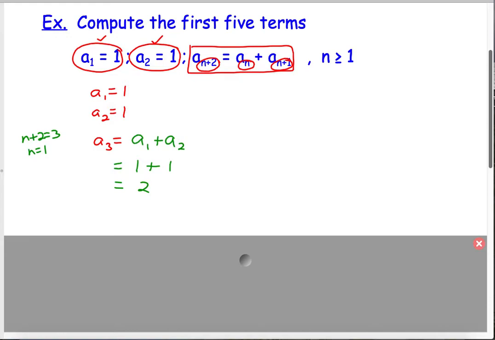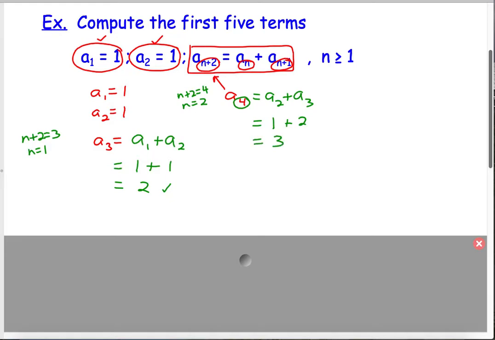How about a sub 4? Using this definition, I'm going to have to plug in a 2 for n, because n plus 2 now is equal to 4, this 4 right here. So n is going to be 2. So I'm going to plug in 2. So a sub 4 is going to equal a sub 2 plus a sub 2 plus 1, which is 3. Or in other words, the second and the third added together. Well, the second term was 1. The third term I just figured out. That was a 2. So 1 plus 2 is 3.